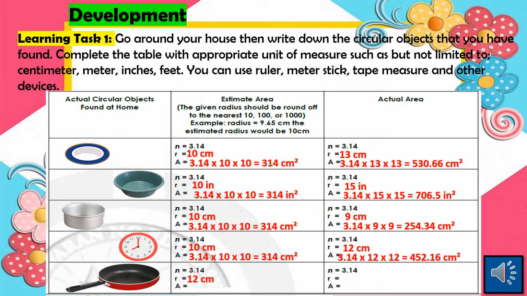And the last example is the fan. The radius is 12 centimeters. Then the area will be 3.14 times 12 times 12. So that is equivalent to 452.16 square centimeters. And the actual radius is 15 centimeters. So that means 3.14 times 15 equals 706.5 square centimeters.